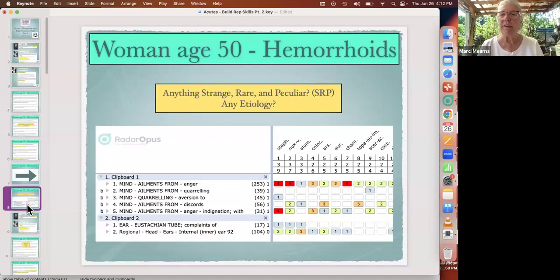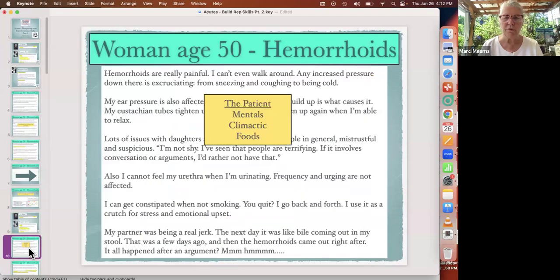There's that. So when you get the handout from the Radar Opus office, you'll have these screenshots. Okay, so let's go down to the next item on the list, and this would be from Dr. Tyler. Symptoms, strong symptoms of the patient themselves, mentals, climatic, and foods.